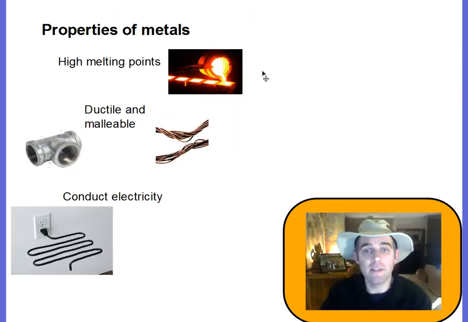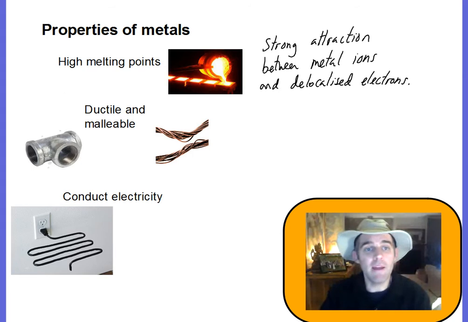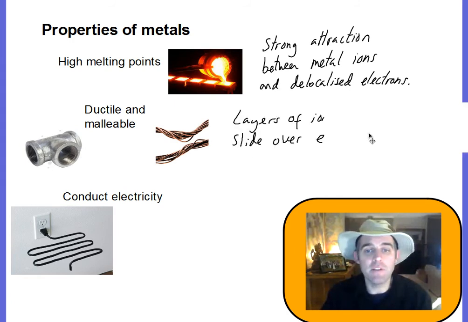So what properties does this lead to? Well, metals have high melting points. Because of the strong attraction between the ions and the delocalized electrons, it takes a lot of energy to break that strong attraction, to break that metallic bond, and so they have high melting points. They're ductile and malleable. Ductile means they can be stretched out into wires. Malleable means they can be bent and hammered into shapes.